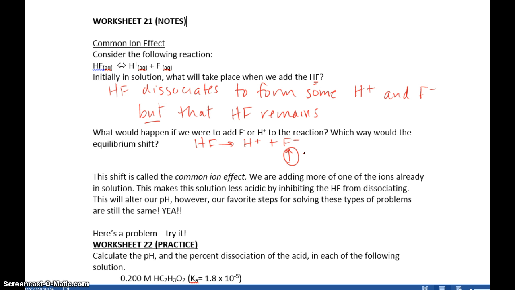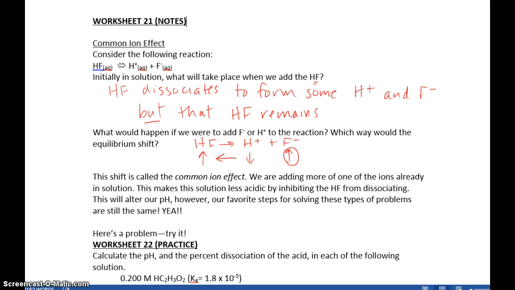If we were to add F minus, remember, anything that I add, my reaction is going to shift away from. So it'll shift this direction, which means more of these will come back together to form more HF, and my concentration of H plus will go down, so it'll become less acidic. The shift is called the common ion effect. We are adding more of one of the ions already in solution. Makes the solution less acidic by inhibiting the HF from dissociating. This will alter our pH. However, all of our steps for solving these problems are still the same, which is really good.